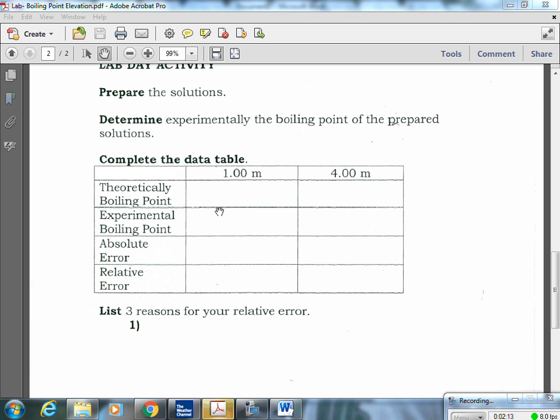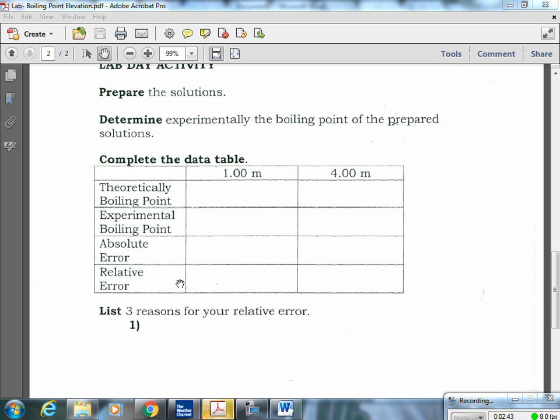Now, a certain thing also here that I noticed on this lab, it says absolute error, relative error. What I would like for you to do with that relative error is just cross that out, and instead of that, I want you to do percent error. So instead of the relative error right there, cross out the word relative and put percent. So we'll be calculating the percent error.